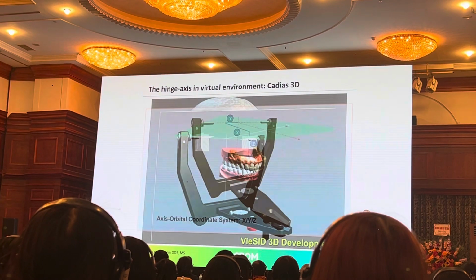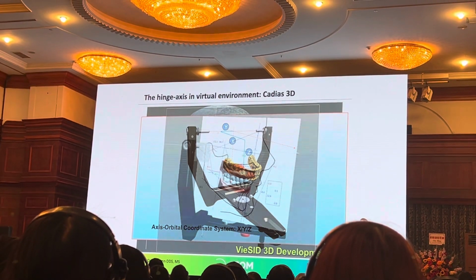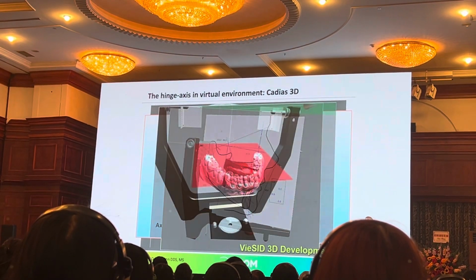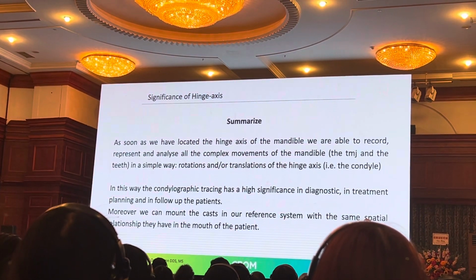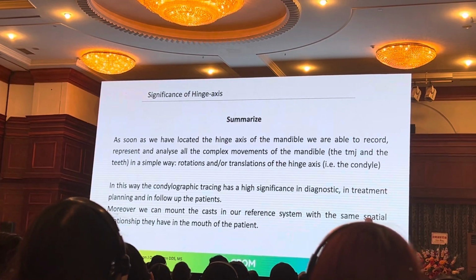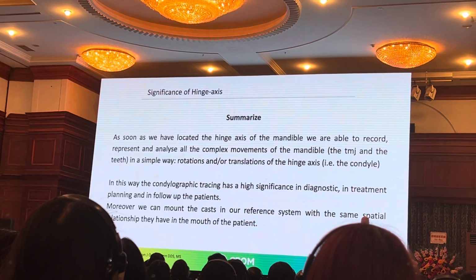So now new software is coming. I understand the 3D is here to stay. The new software is coming to facilitate this integration, for example, Exocad. Exocad is good for occlusal reconstruction. So summarizing, I need to have the hinge axis very well located.